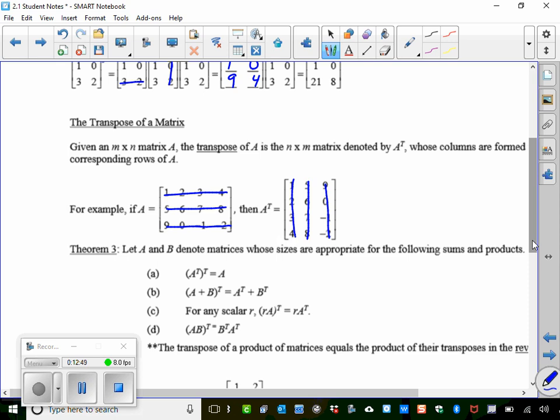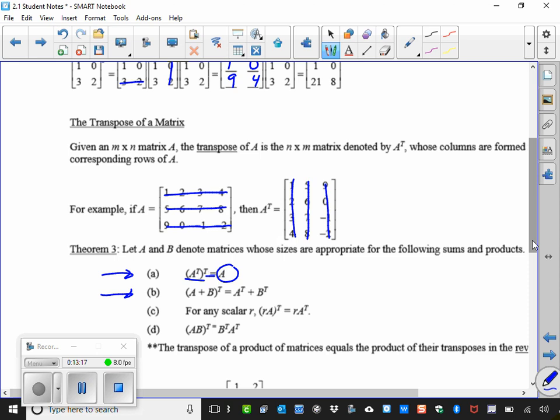All right, so these rules right here: if you take a transpose and transpose it back, then you get your original back. So duh. Letter B. Turns out if you add two matrices and do the transpose, then it's just A transpose plus B transpose. Letter C, for any scalar R, you can multiply it by A first, then transpose it, or you can do the transposition first and then multiply it by R.